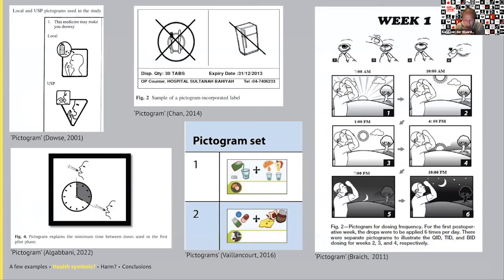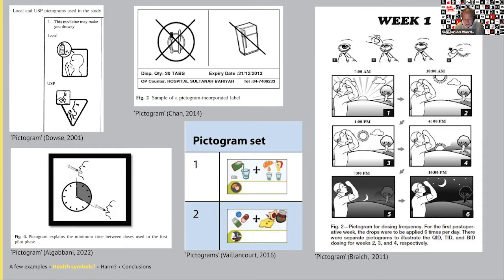And in this slide, I show you some of the pictograms that are discussed in these articles. You can see that the author really means pictogram because I've kept the caption and the illustration together. This is how pictograms appear in medical journals. And what I would like to focus your attention on is that these images are all very, very different.